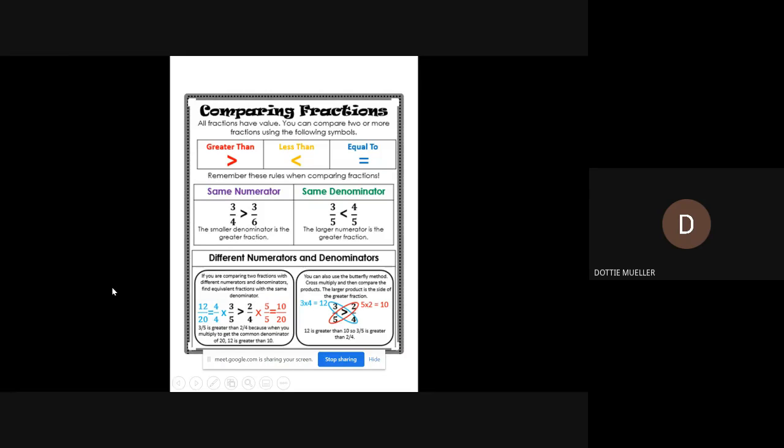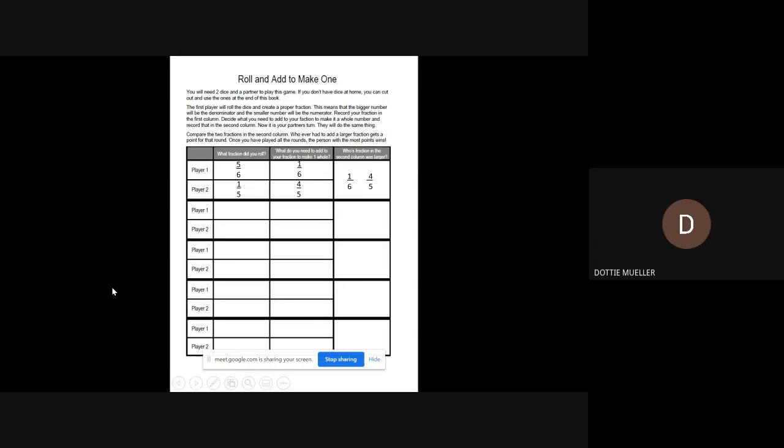So when I'm playing with my partner, the first time I rolled, I got a 5 and a 6. The 5 is smaller, so we put that in the numerator. To make 5/6 whole, we need to make 5. So these are what I rolled, 5 and 6. To make that a whole, I need 1/6. Then my partner rolled. She got a 1 and a 5, and in order to make a whole, she needs to add 4/5. So now we're comparing my 1/6 to her 4/5.